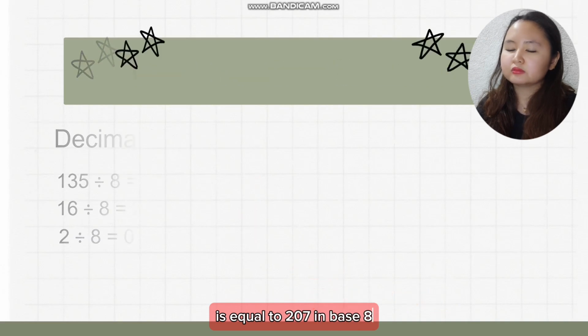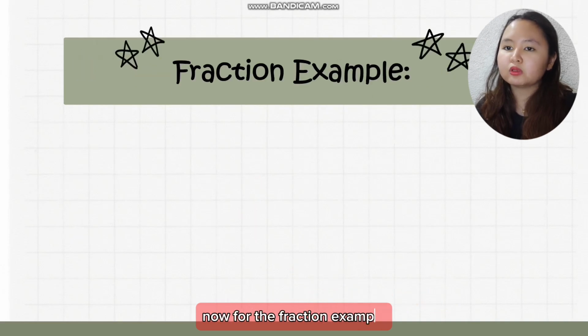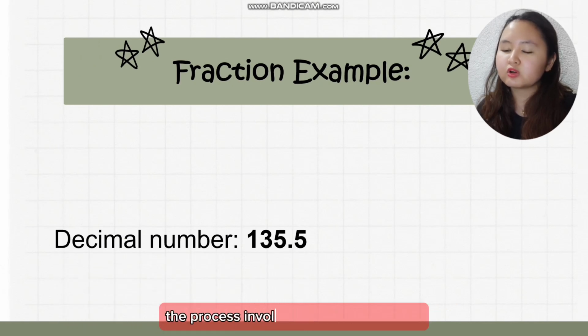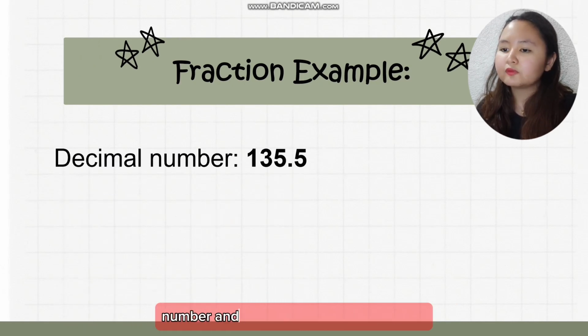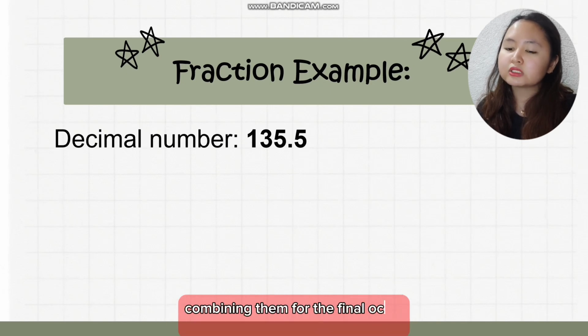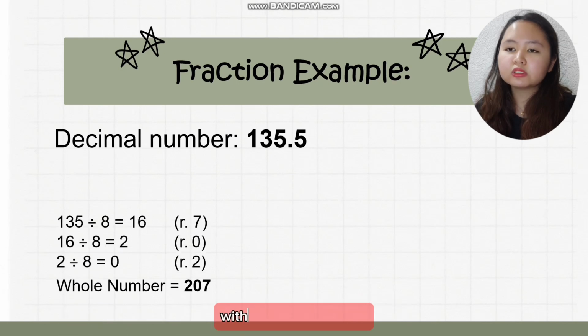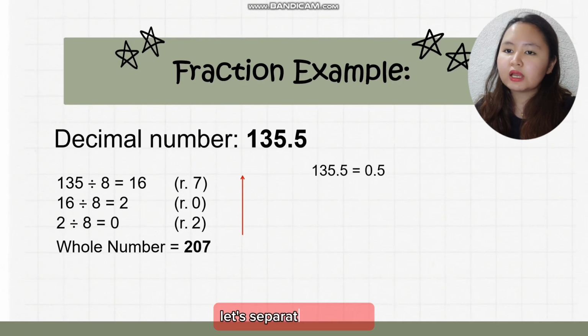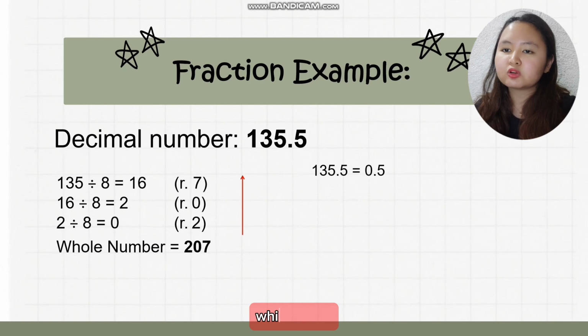Now, for the fraction example, decimal number 135.5, the process involves handling the whole number and the fractional part separately, combining them for the final octal representation. With the whole number solved earlier, the whole number is 207. Let's separate the 135.5 from its fraction, which is 0.5.